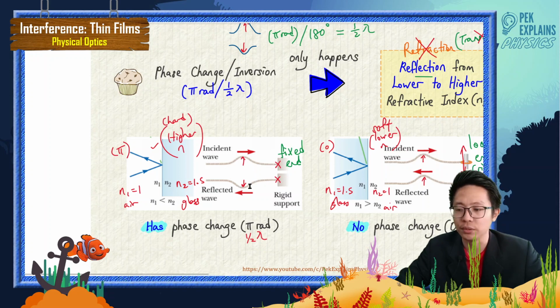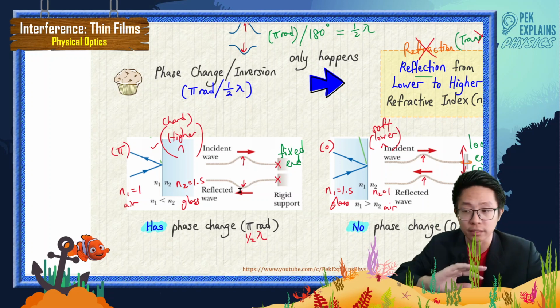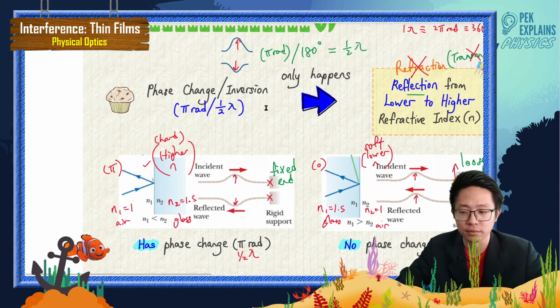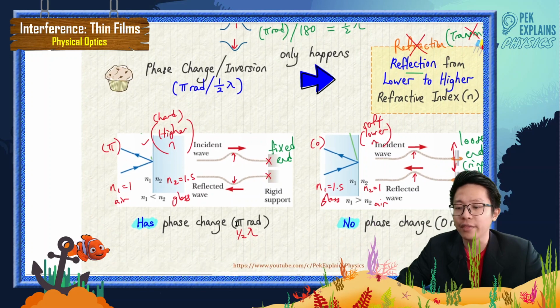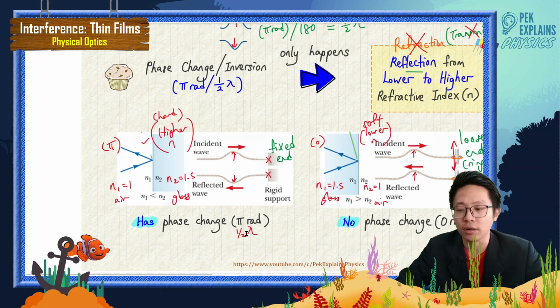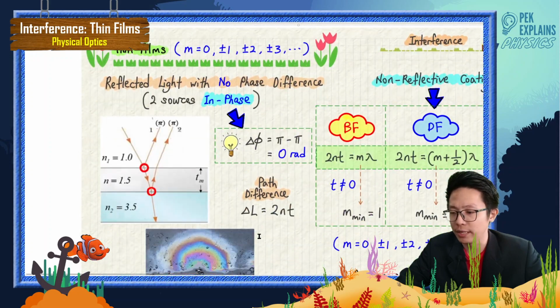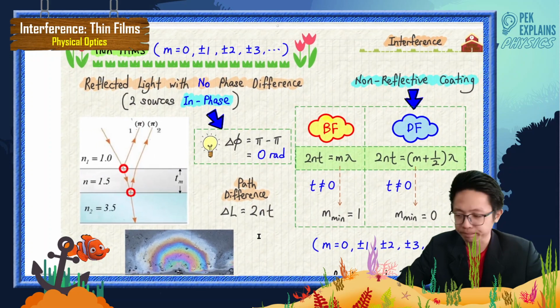The wave goes below. That is called phase change, inverted, or we call it phase inversion. Invert 180 degree or pi radian or half lambda. Okay, so now let's look at this one.